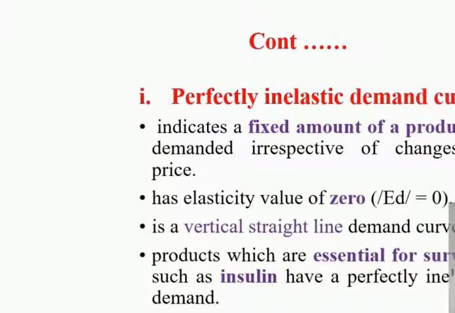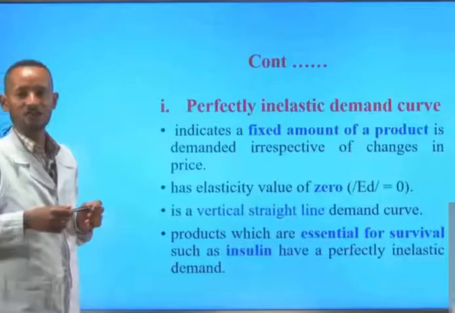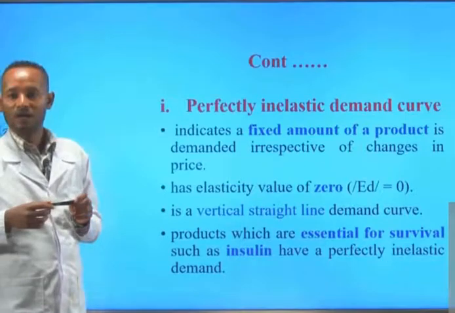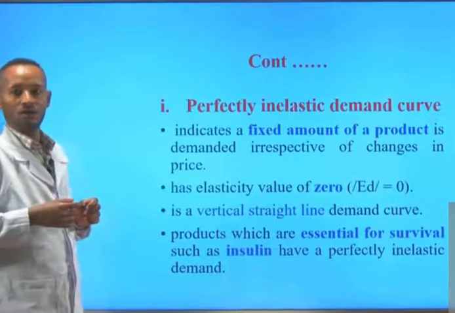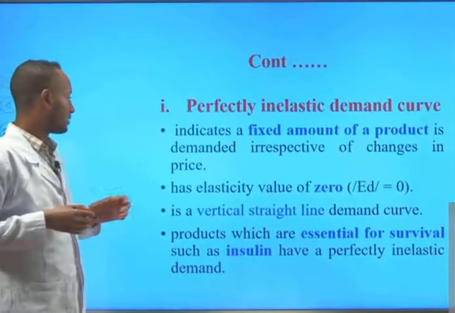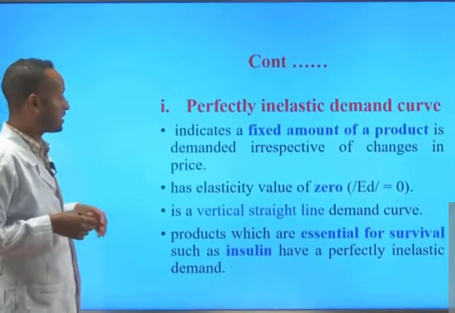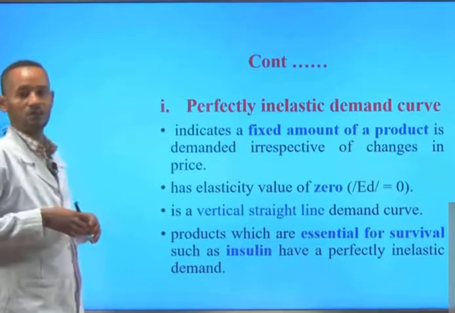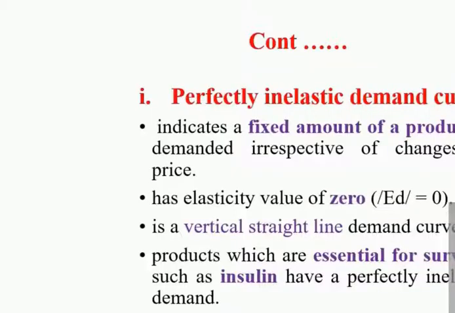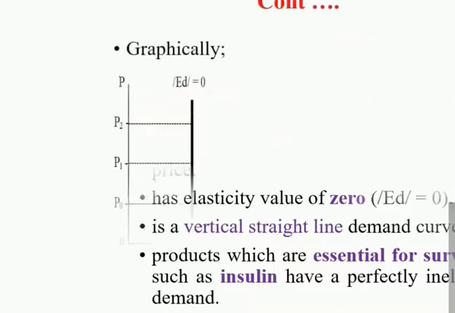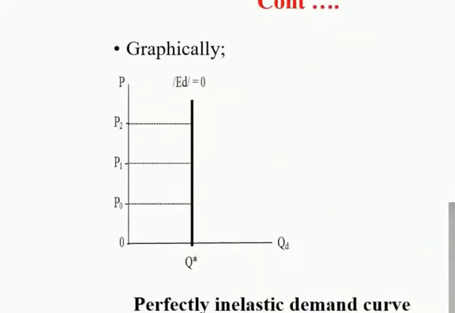The perfectly inelastic demand curve is a vertical straight line demand curve, and it indicates that a fixed amount of a product is demanded irrespective of changes in price of a commodity. Even though there is a higher change in price of a commodity, the resulting change in quantity is 0. This means the buyer will not respond at all to any change in price of a commodity. This is the perfectly inelastic demand curve.